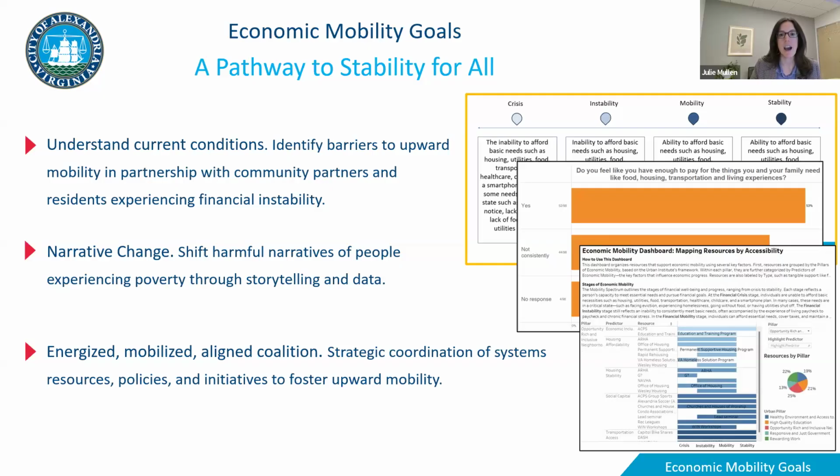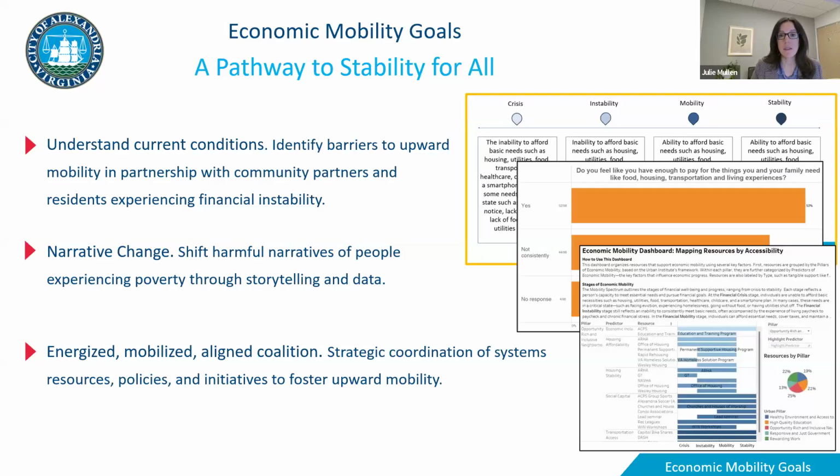Narrative change rose to the top because we understand that how we're thinking about and co-creating a solution to poverty and upward mobility is deeply connected to how we're understanding the problem and the stories we're telling ourselves as practitioners and as a community. So we really worked hard to connect with and lift up resident voice as a critical part of envisioning the solutions.